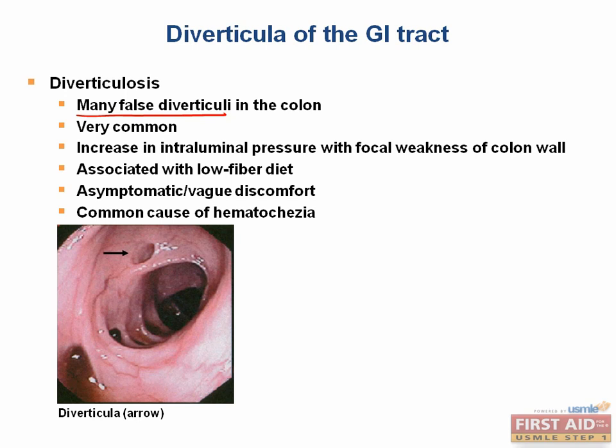This condition is usually asymptomatic, but is the most common cause of hematochezia. Often, a patient with a single episode of a lower GI bleed that spontaneously remits has bleeding from diverticulosis. You can see a picture of a diverticula here.